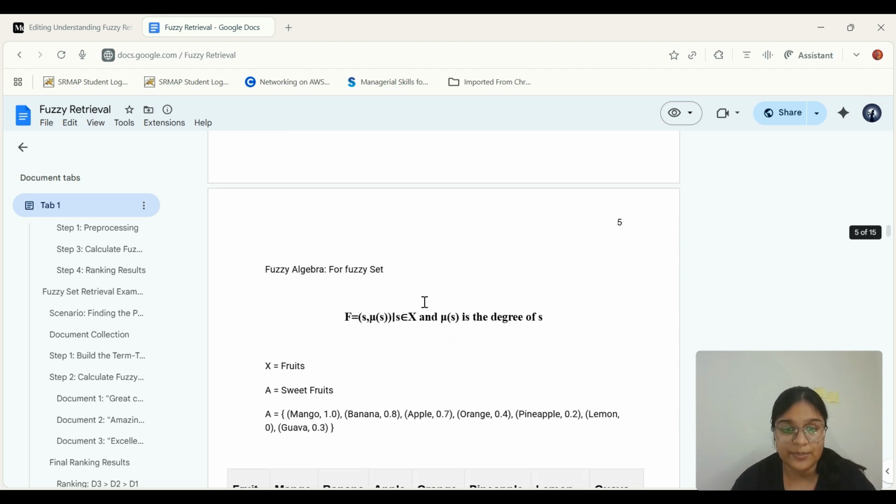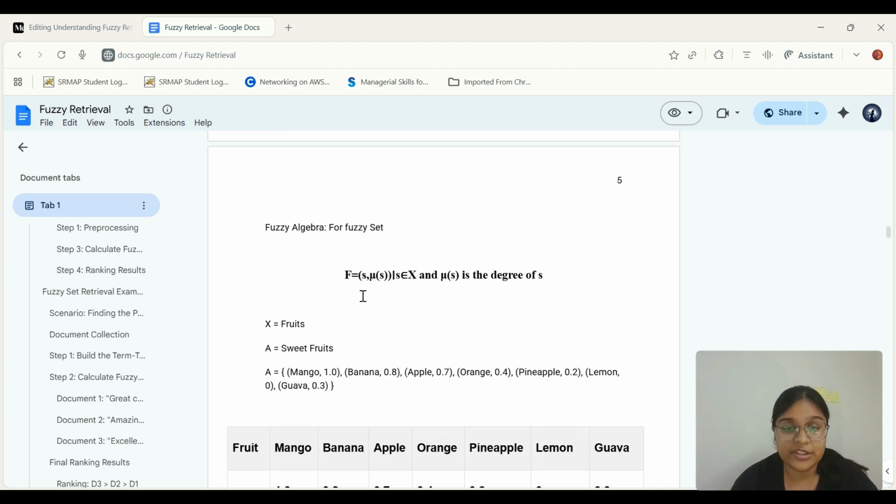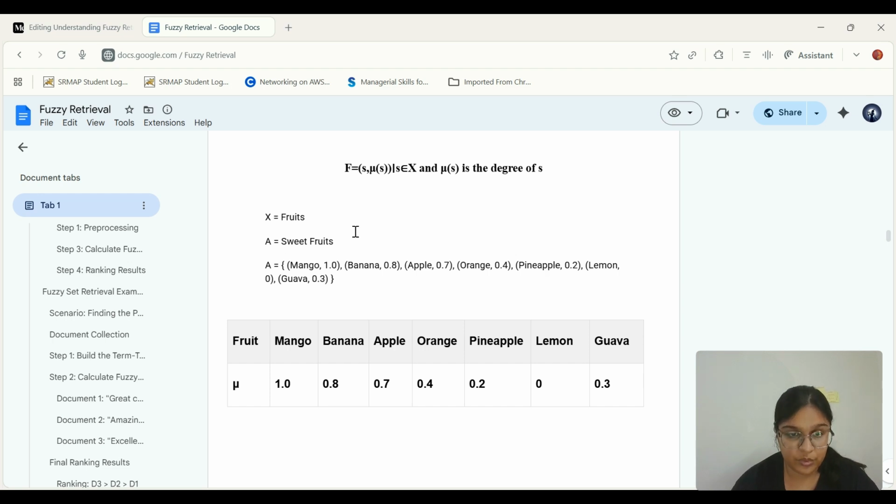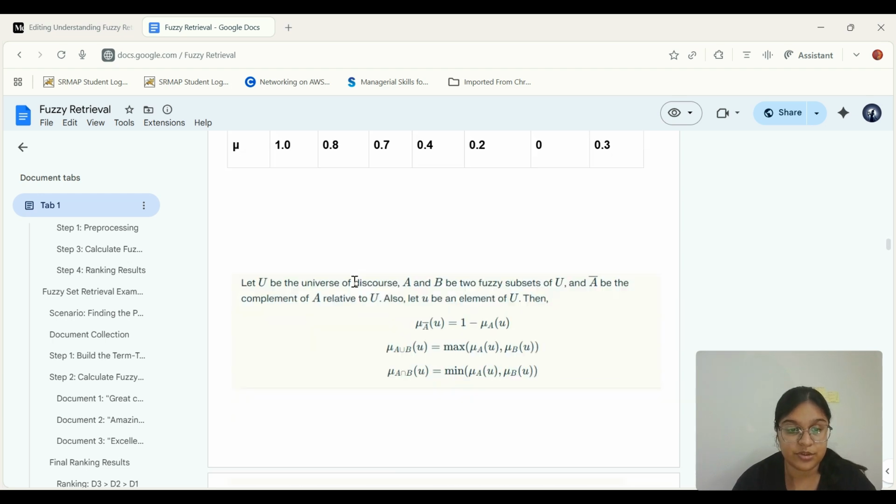So our fuzzy set approach will use this formula, which comes from fuzzy algebra, where we have defined F equal to s comma mu of s, where s belongs to X and mu of s is the degree of s. So for example, we have taken X as the fruits and A equal to sweet fruits. Now we have assigned some membership values to each fruit among these. We have taken fruits like mango, banana, apple, orange, pineapple, lemon, and guava along with their respective membership scores.